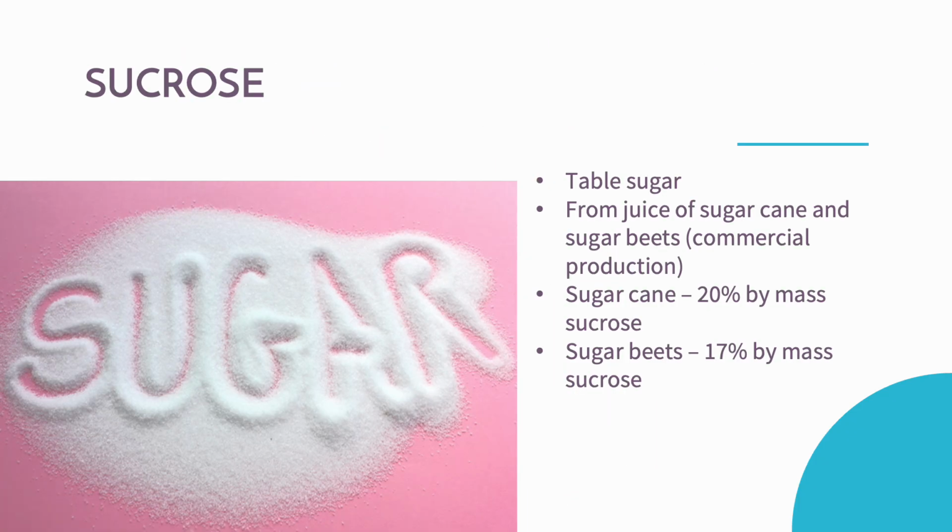Another important disaccharide is sucrose, or what we know as table sugar. It is from the juice of sugar cane and sugar beets. Sugar cane is 20% by mass sucrose. Sucrose is the most abundant of all disaccharides and occurs throughout the plant kingdom, while sugar beets contain 17% by mass sucrose.